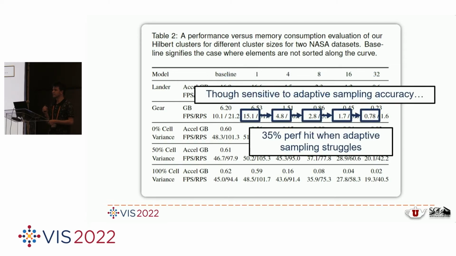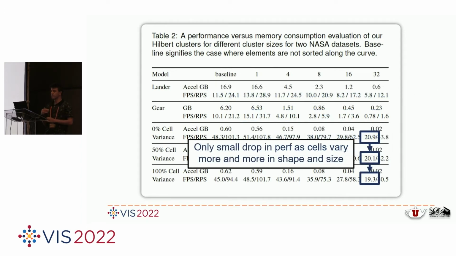This is sensitive, though, to how well your adaptive sampling does. On some of our data sets, we struggle to adaptively sample the super tiny features, and then we're more sensitive to linear searches at the leaves. And so it's a bigger hit when you pair these elements together. And then finally, we find that our Hilbert clusters are relatively robust to varying cell sizes.